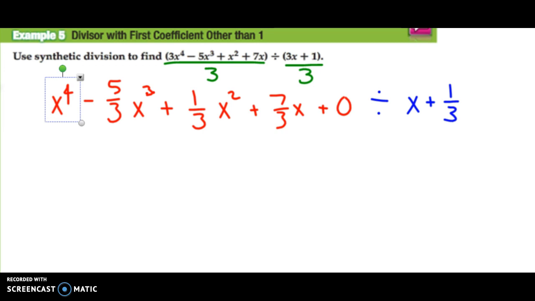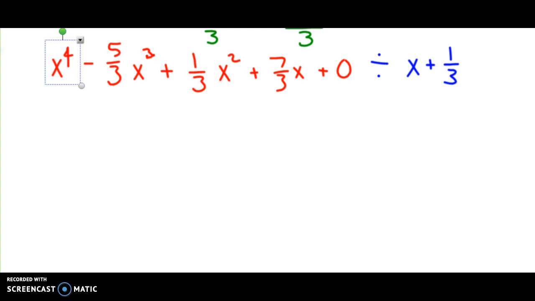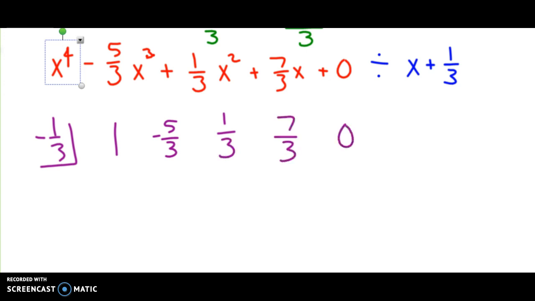Okay? So this is what I'm going to do. I'm going to do exactly like I did before. And I'm going to put negative 1/3 in the box. Now remember, we have to put a negative 1/3 because we want it in the form x minus r. So in our case, minus a negative would be the plus 1/3. Now, first coefficient is 1. Then I have a negative 5/3. Then I have a positive 1/3. I have a 7/3. And then I have a 0. And I'll solve it just like I did before.